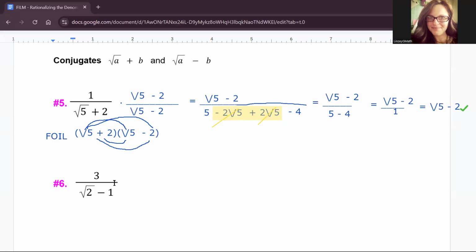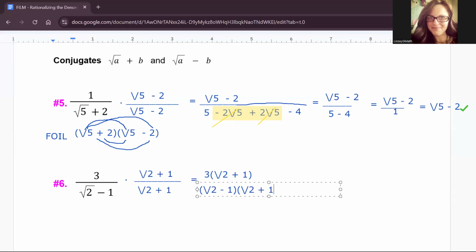Number 6. Very similar. We'll multiply the top and the bottom by the conjugate of the denominator. We've got square root of 2 minus 1. The conjugate is square root of 2 plus 1. Square root of 2 plus 1. And we'll multiply. We do need to distribute 3 times the square root of 2 and times 1. And on the bottom, we will need to FOIL. Square root of 2 minus 1 times square root of 2 plus 1.